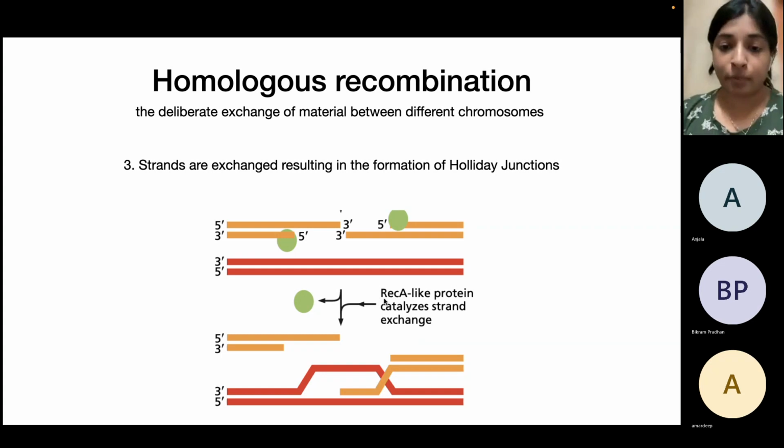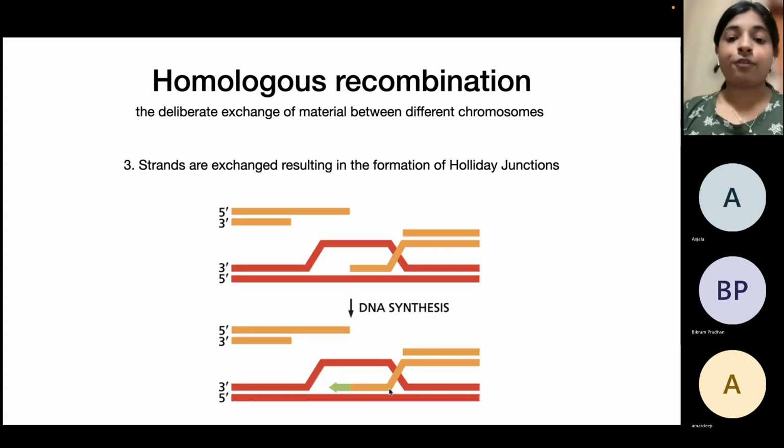So there is a Rec-like protein, which is a recombinase-like protein that catalyzes strand exchange, in which the strand of one chromosome can come and pair with the strand of the other chromosome. This forms a junction, this X-like junction. This is known as the Holliday junction. So after a Holliday junction is formed, again, there is this gap. DNA polymerase is able to recognize this gap and synthesize DNA and fill in these gaps.